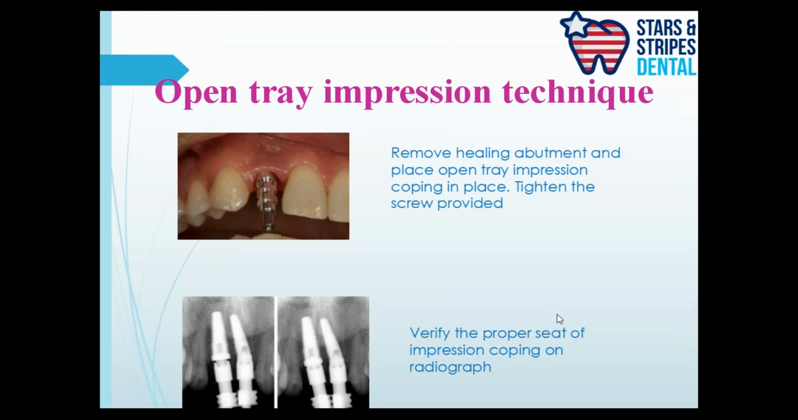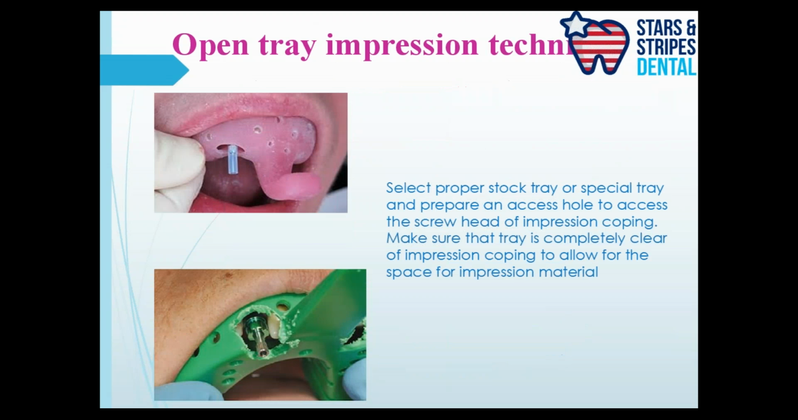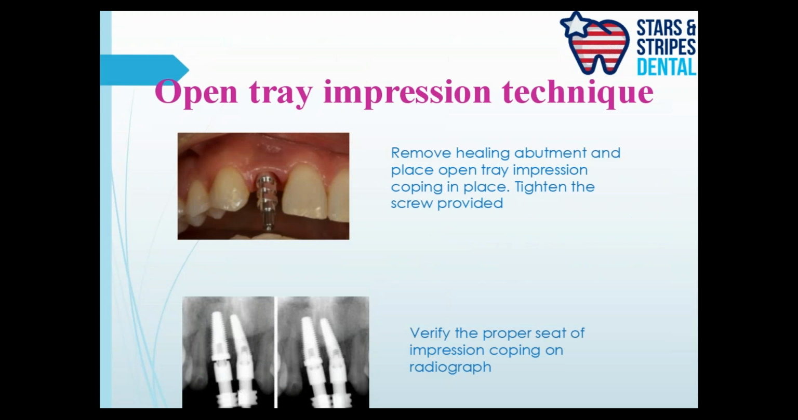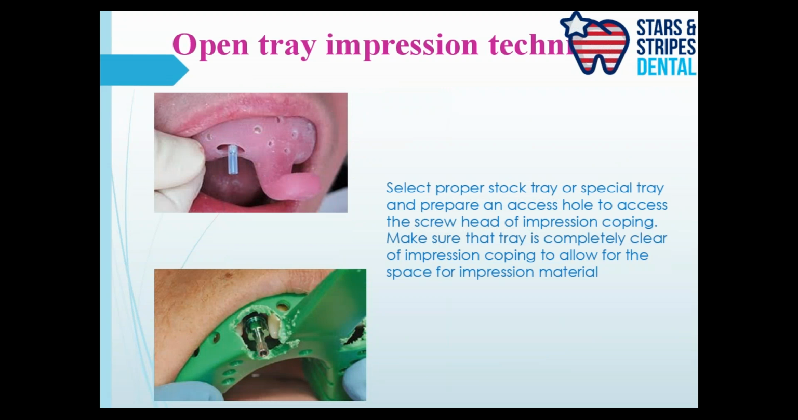Then again, you verify the proper seat of the impression coping. You see in this X-ray, the first impression coping is not seated perfectly. There is a gap. And in the second one, they retried it and now it is sitting correctly. So it's a very important step. It doesn't matter if it is open tray, closed tray, single implant, multiple implant, I don't care. Once you put the impression coping, you have to verify it on the X-ray.